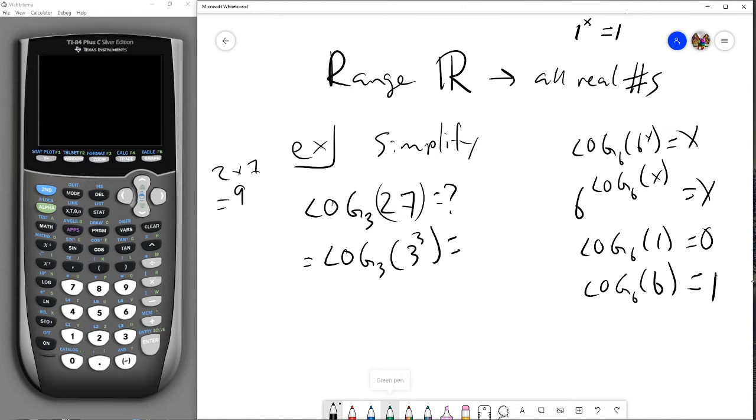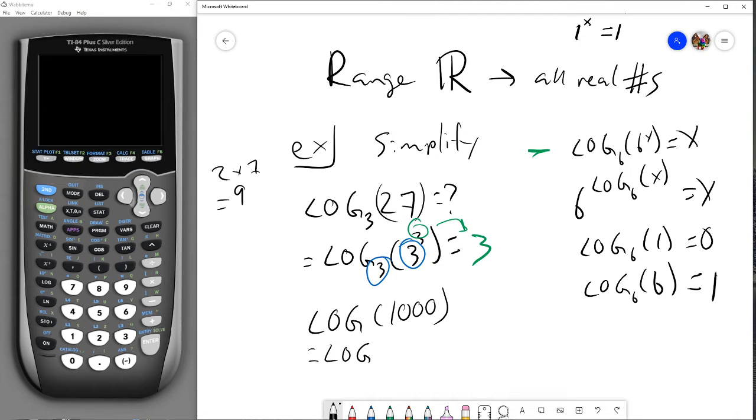Now, if we think about our properties here, we have a situation like right here. The exponential base is the same as the logarithm base, so the output is just going to be the exponent, 3. If we have, say, log of 1000, well, remember, this log here is the common log, so that's log base 10. And similarly, 1000 is 10 cubed, so we get out 3.